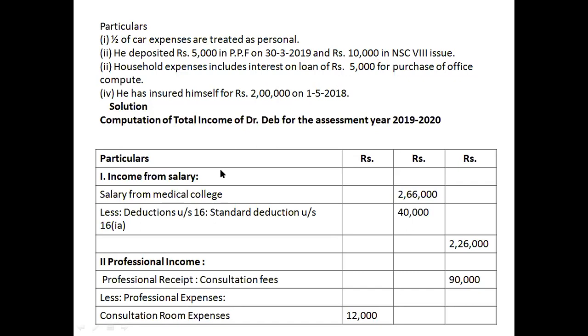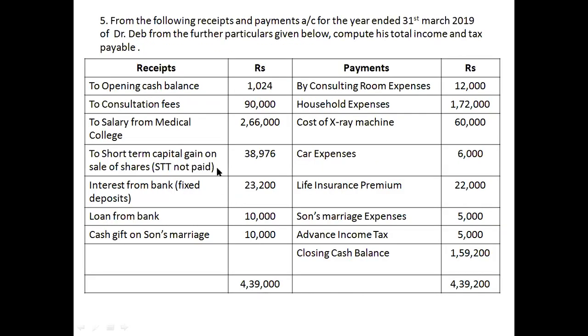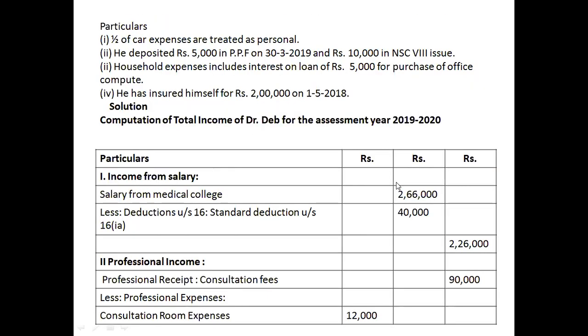So from this information, we are going to compute the total income of Mr. Dave for the assessment year 2019-20. As I said, first see income from salary. Salary from medical college is 2,66,000. When computing salary, as we all know, we always less standard deduction under section 16(ia), 40,000, so 2,66,000 minus 40,000 gives 2,26,000.